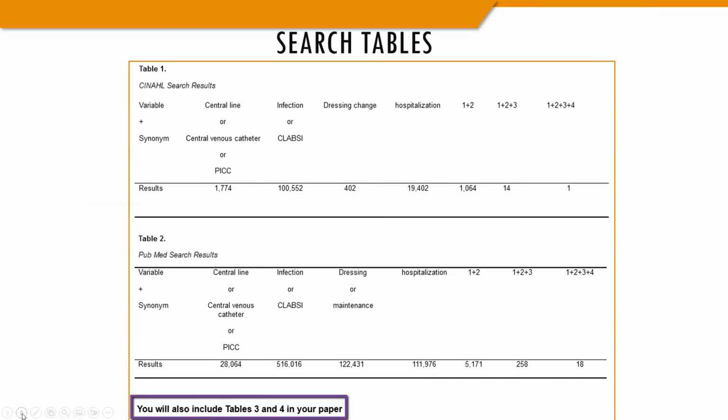Now, this is an example of search tables that you will actually find in your course, and these tables are the ones that you're going to be using in the appendix. It's just an example, but it shows you how you put the variable and then what synonym you used, etc., all the way across. Now, again, you will also include tables 3 and 4. This is just an example of table 1 and 2, but you'll also be using tables 3 and 4 in your paper.